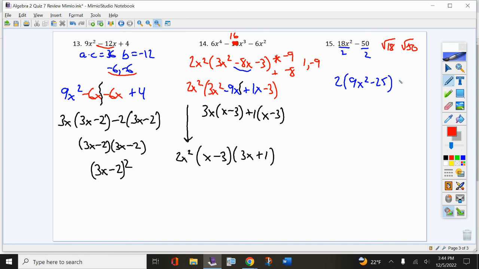Well, now I do know what these are. I know the square root of 9. I know the square root of 25. So I can factor this as a difference of squares. This 2 hangs around. I know the square root of 9 is 3. The square root of x squared is x. And the square root of 25 is 5 and 5, and you need 1 minus and 1 plus.